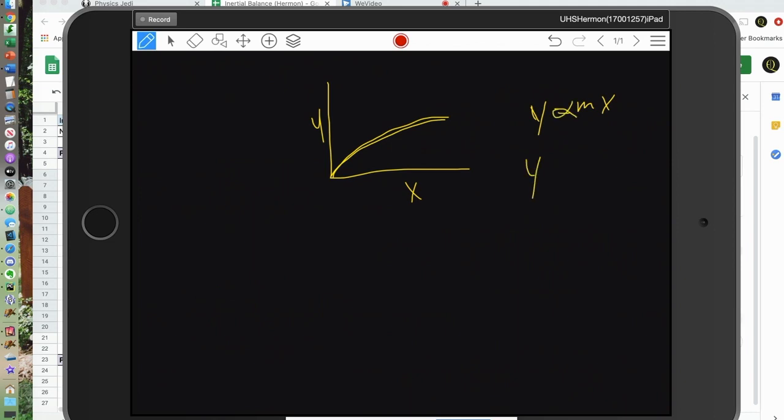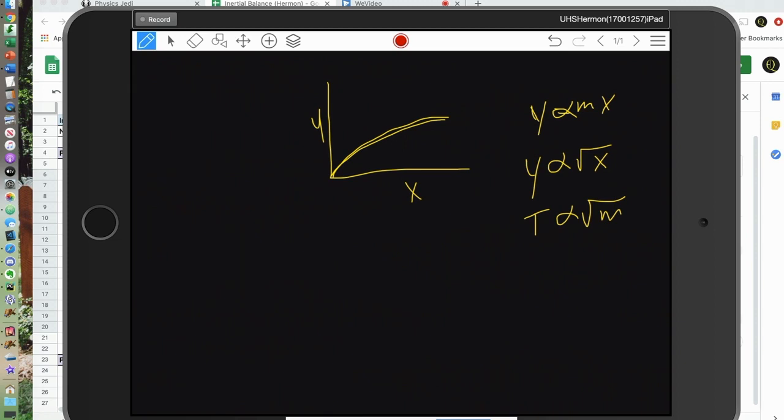So y is proportional to the square root of x. That's the way that this relationship actually is, or it's what it looks like. We're going to try to prove that that's actually the relationship. So that would mean that the period is proportional to the square root of the mass. It's not just proportional to the mass, it's proportional to the square root of the mass.